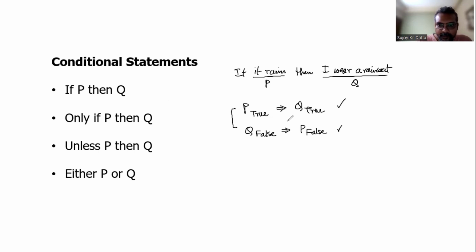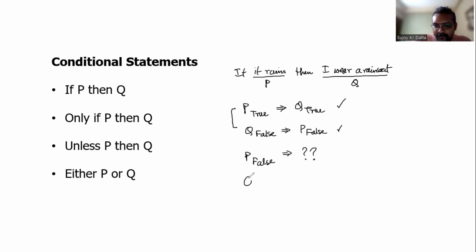Next, we cannot say anything if P were false. If P is false, then what? Nothing. It is not raining, but I can still wear a raincoat, right? Just in anticipation that it might rain, or just to have fun, or maybe I want to play in the mud. There could be hundreds of reasons why I decide to wear a raincoat. I might be mad that I'm wearing a raincoat, but we can't say anything.